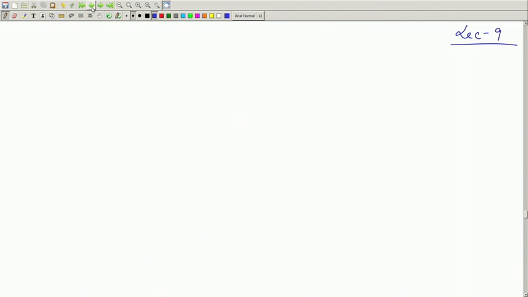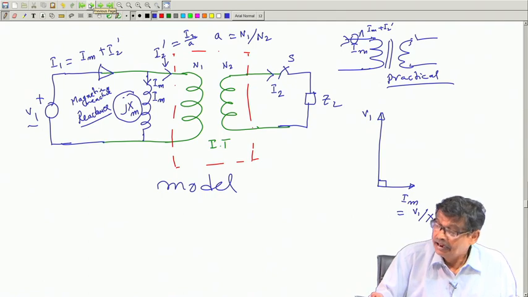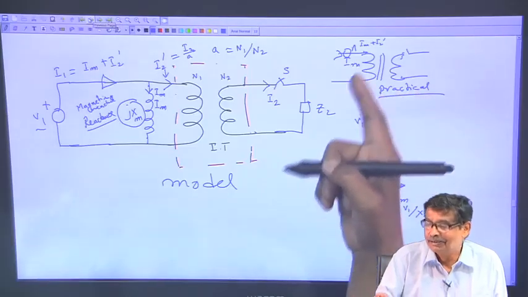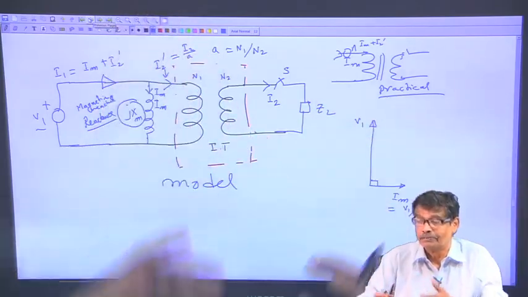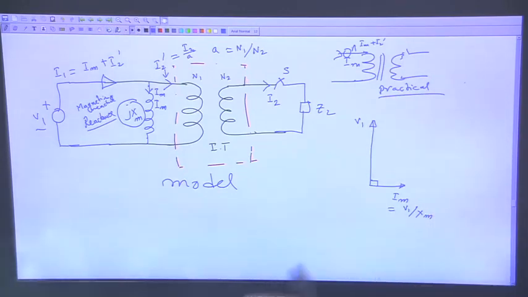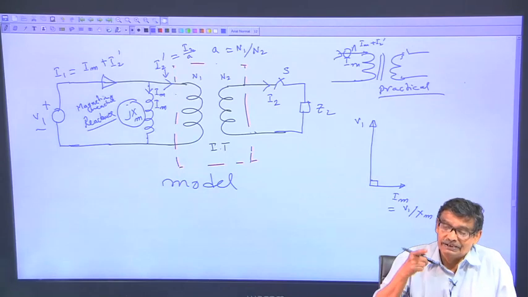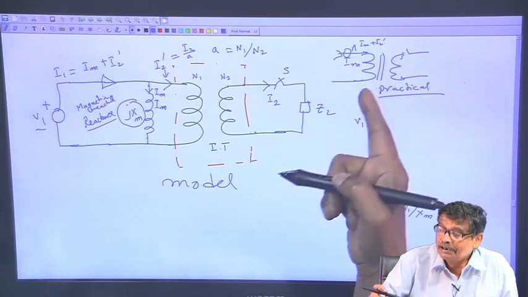Okay, welcome to the 9th lecture, and you recall we were gradually going towards a practical transformer, and in my last class this was the slide, this is a practical transformer. Here there is no XM connected, you must understand that it is a practical transformer in the laboratory, okay, 2 secondary, 2 primary, there was nothing like XM connected there.